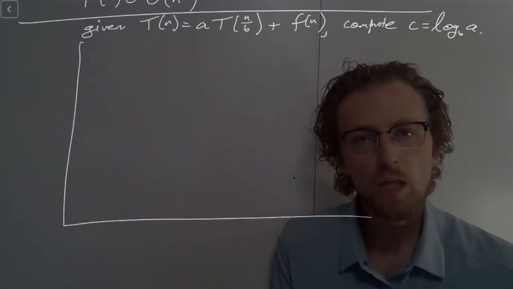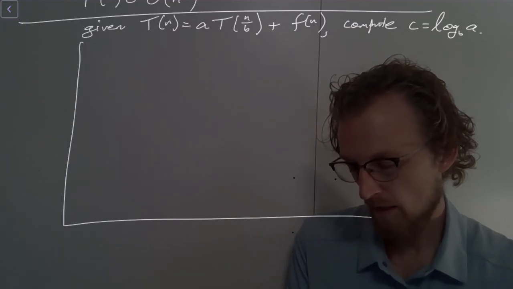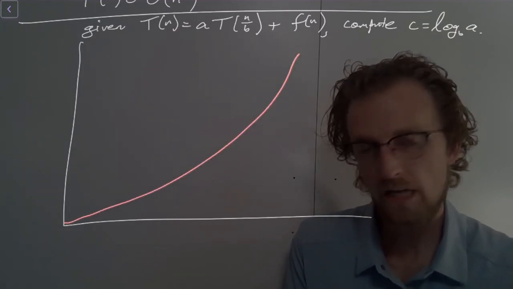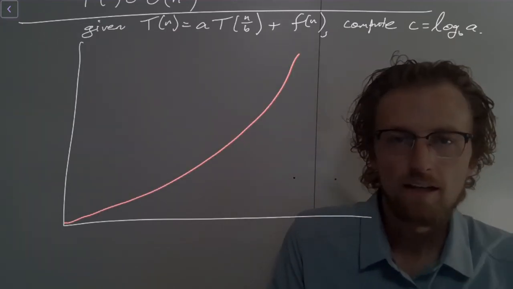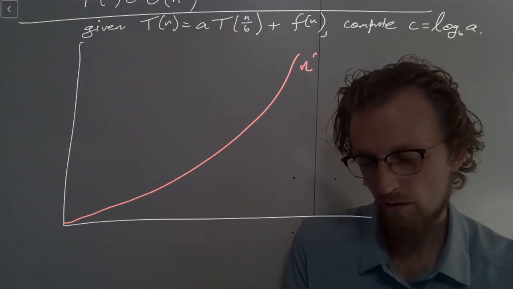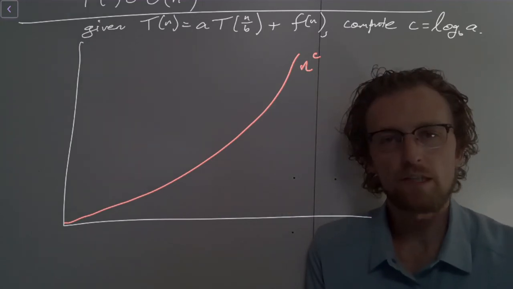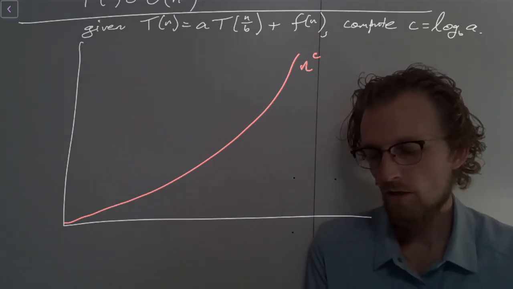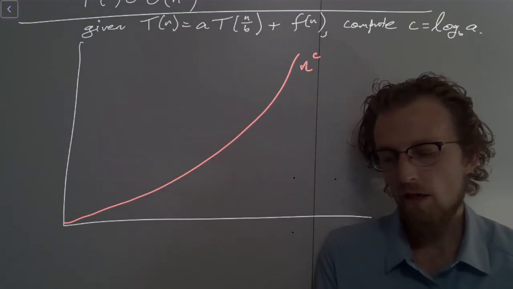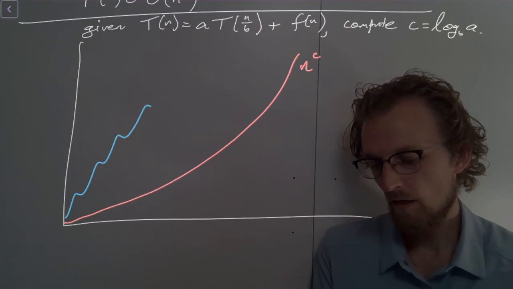And then picture plotting n to the c, right? So here is my n to the c. It's some function. So this is n to the c, right? And now figure out how f of n relates to that, right? So suppose, for example, that f of n is up here.